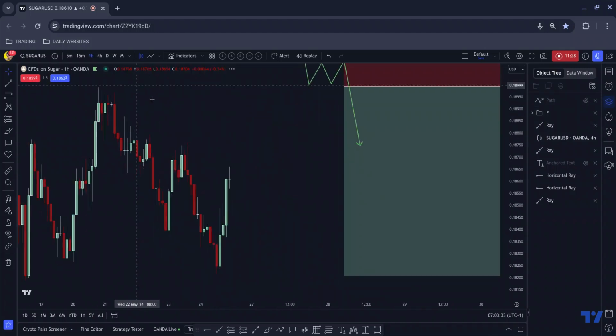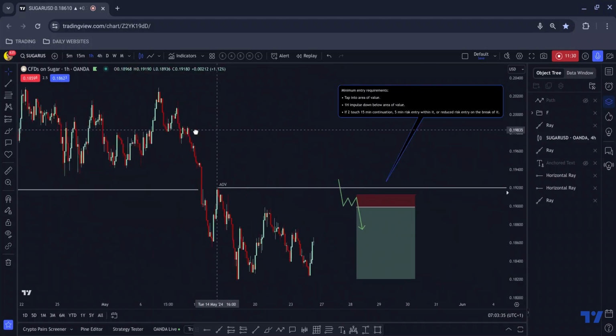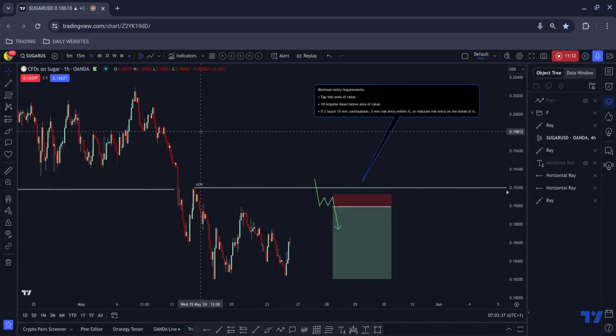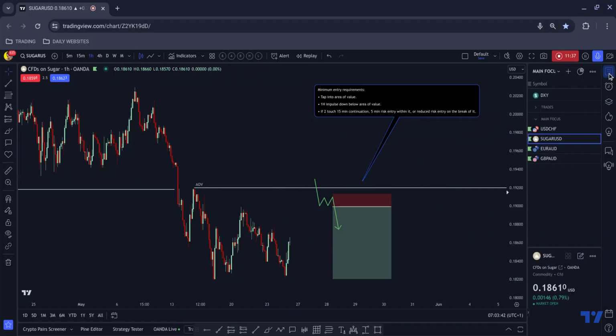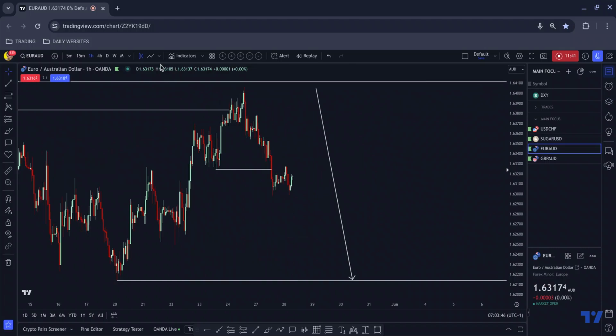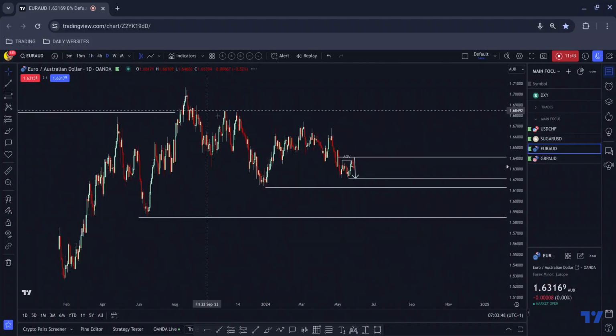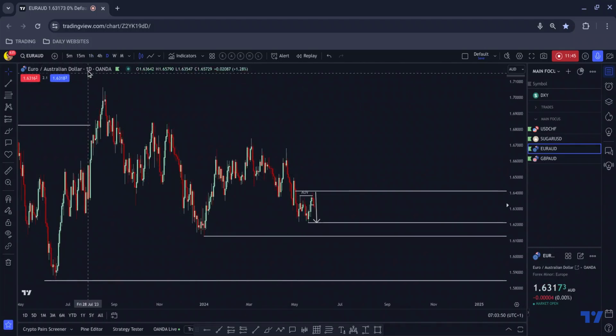And that is what I like about this, is you don't even have to drill down to the 1 hour to actually see the structure, because it's visible on multiple time frames, which is a positive confluence factor in my experience. So Euro Aussie, you can see a bit of a range here.